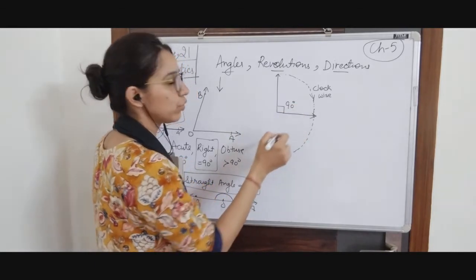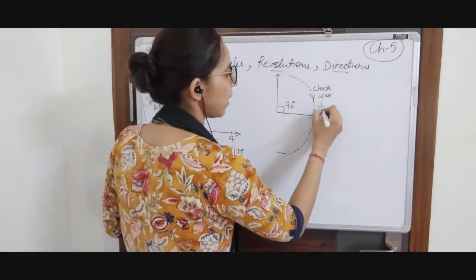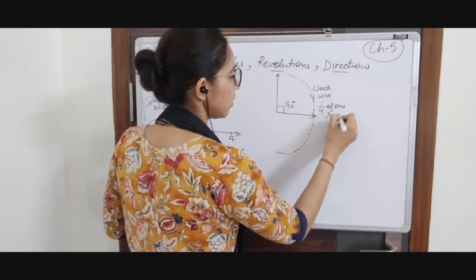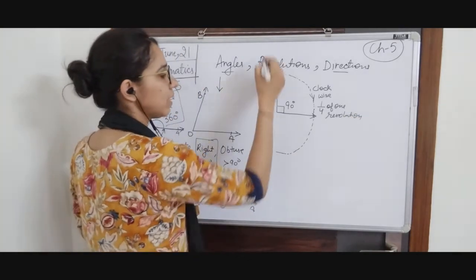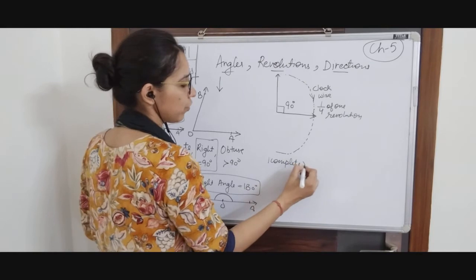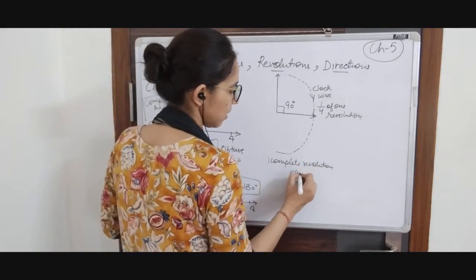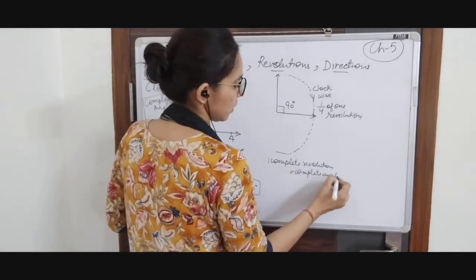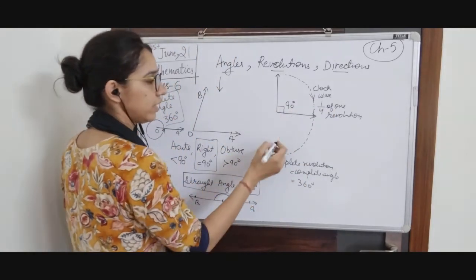So the span it moved is known as 1/4 of one revolution. One complete revolution is equal to the complete angle, and which is equal to 360 degrees. So 1/4 will be 90 degrees.